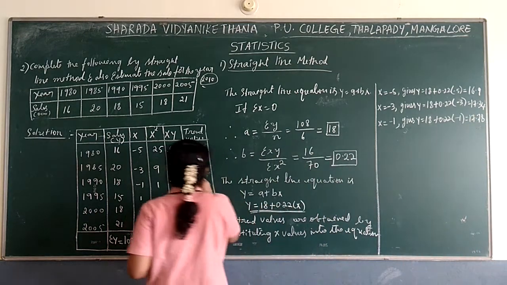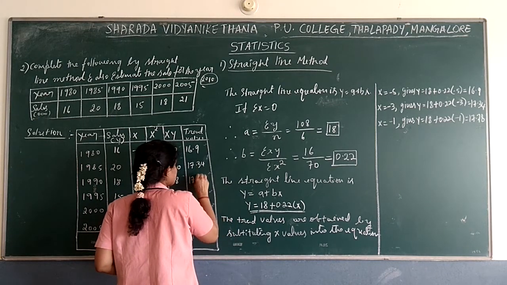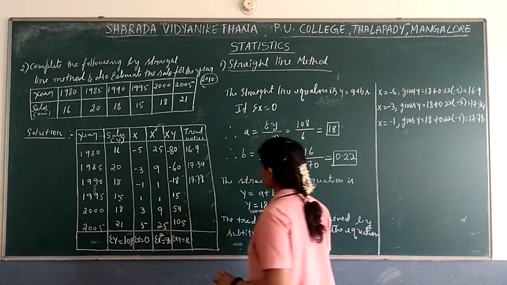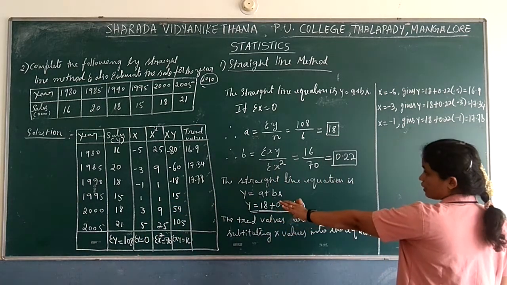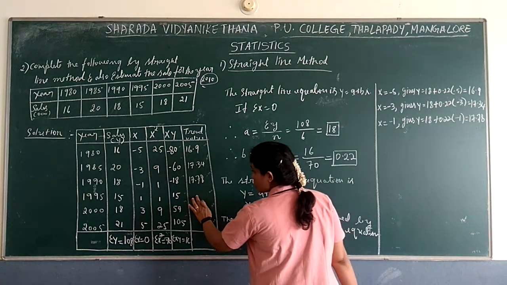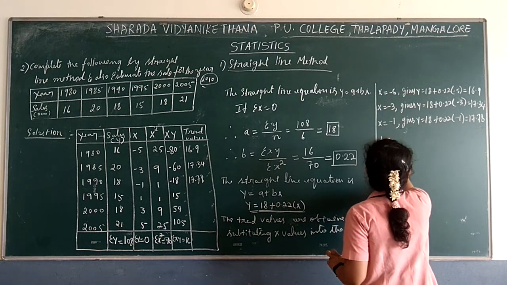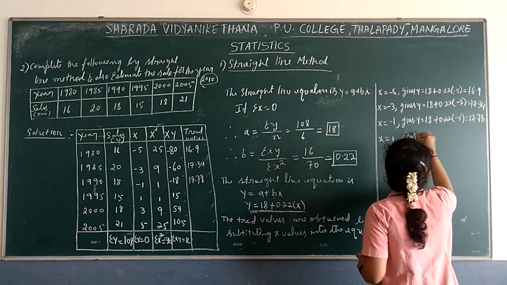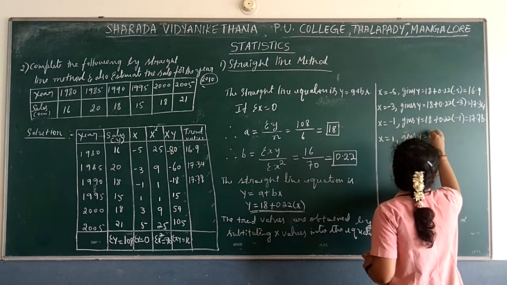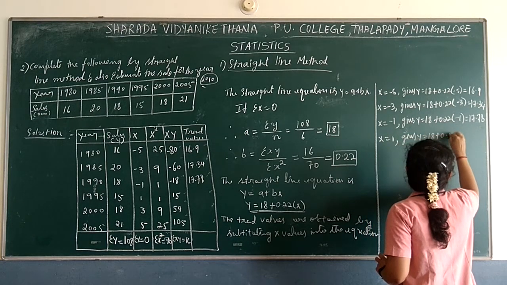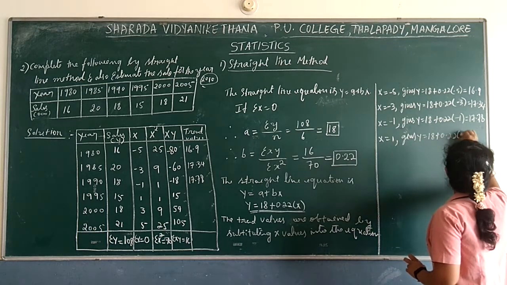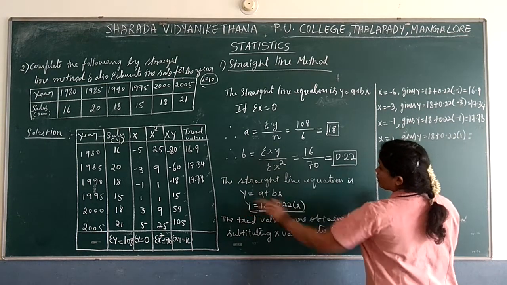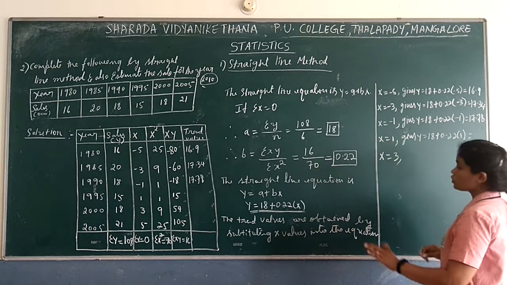So here we need to write 17.78, that is the third trend value. Then next one, that is positive 1. X is equal to 1. It gives y is equal to 18 plus 0.22 into 1, then next one we have to substitute.